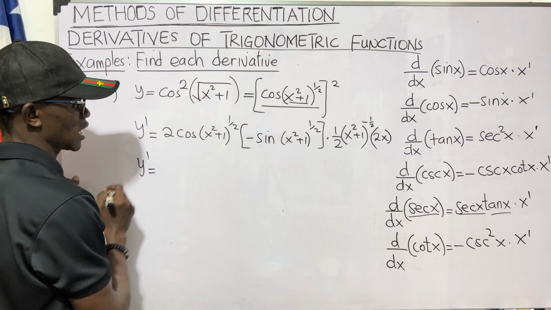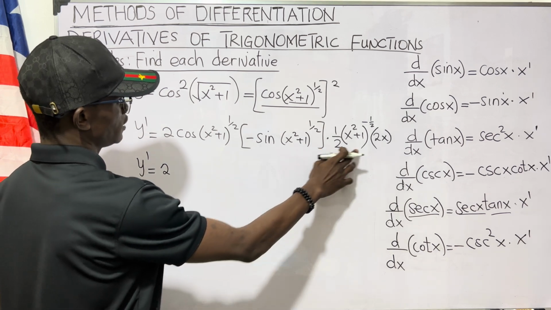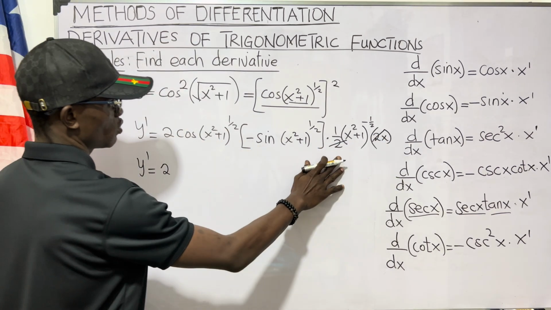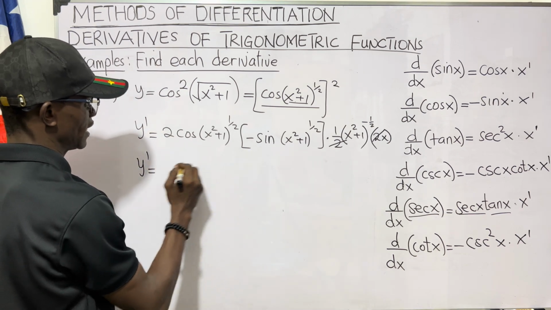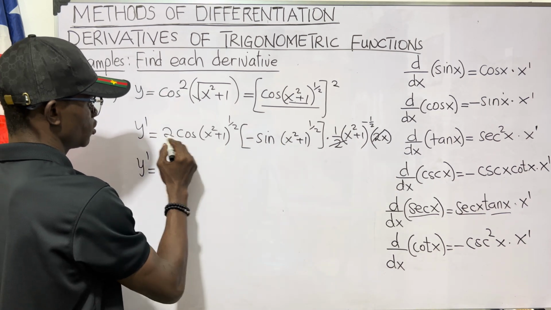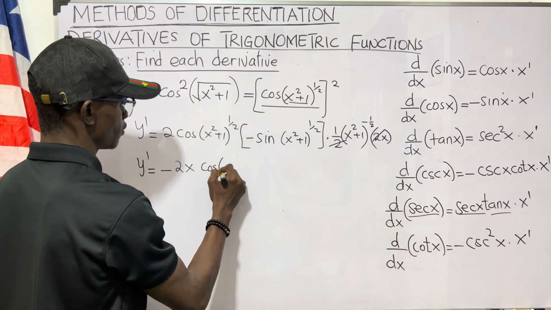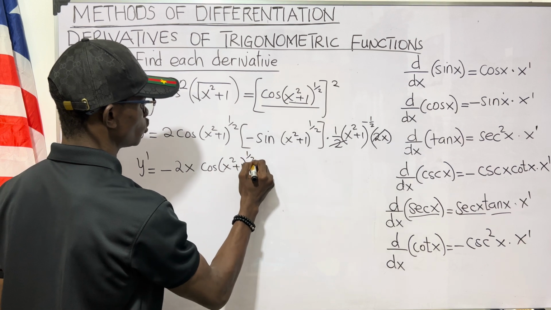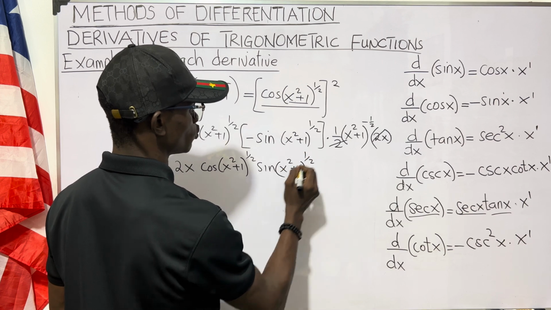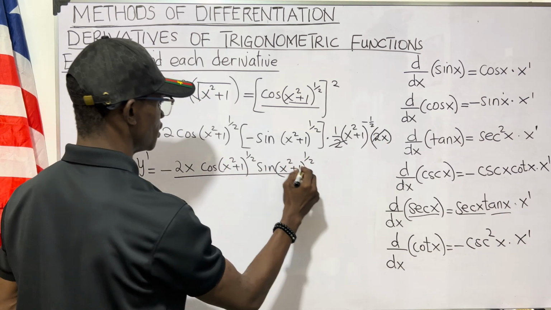So y prime now becomes 2. Now remember that this whole thing, this entire thing, is just one term. So we have negative, and this is 2x. The x comes at the back. So this is also 2, so it's 2x. So we have cos of x squared plus 1 raised to the power 1 over 2, sine of x squared plus 1 raised to the power 1 over 2. This x squared plus 1 raised to the negative half, we can send it to the denominator, and it becomes positive half.